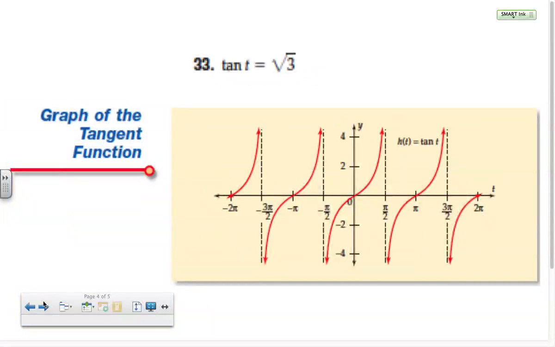Now we can look at our tangents. Okay? Now tangents, I want you to look at how often does a tangent cycle. Tangents are probably a little harder to identify. All right? Tangents cycle every pi. They don't cycle every 2 pi.